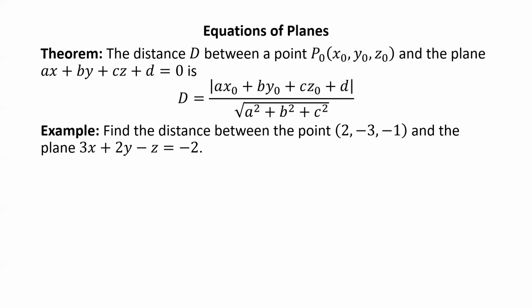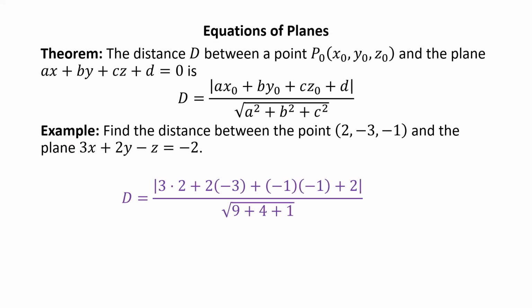Okay, we can just plug right into the formula, which basically means we're going to substitute 2, -3, -1 into the equation for that plane to get 3 times 2 plus 2 times -3 minus 1 times -1 plus 2. Remember, we have to bring that -2 over to the left-hand side. We take the absolute value of that and divide by the length of the normal vector, which is the square root of 3 squared plus 2 squared plus the square of -1, as we see there. And that comes out to 3 over the square root of 14.